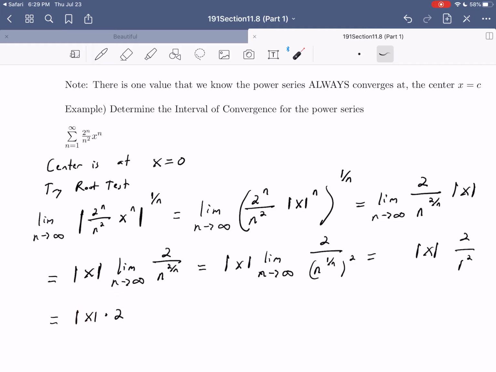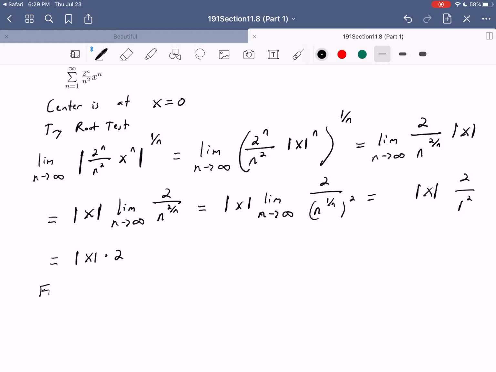But remember what we're trying to do here. We're trying to figure out the interval of convergence. So we want this to converge. So for this to converge, we want absolute value x times 2 to be less than 1. Right? That's what it means to converge under root test. You need that limit to be less than 1. Well, now we can solve that. That tells us that the absolute value of x needs to be less than 1/2.